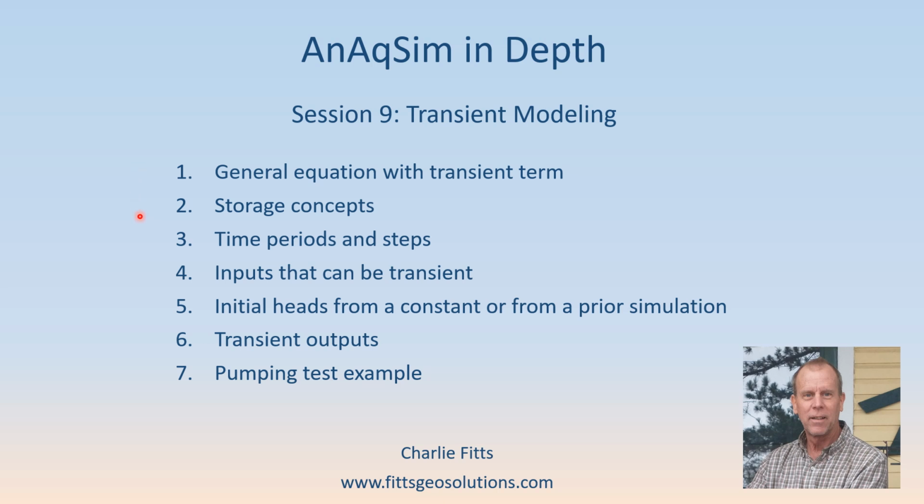Then we'll look at the inputs, both for time periods and steps, and the different kinds of model inputs, discharges, heads, and so on that can be transient. Then we'll look at where the initial heads come from for the start of the very first time step. Got two options there. We'll discuss both. And we'll look at the different kinds of outputs you can generate, from contour plots and vector plots to hydrographs and plots of discharge versus time and so on.